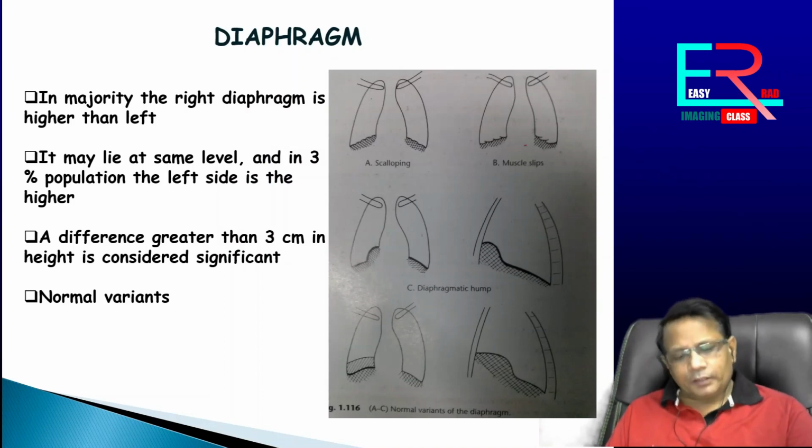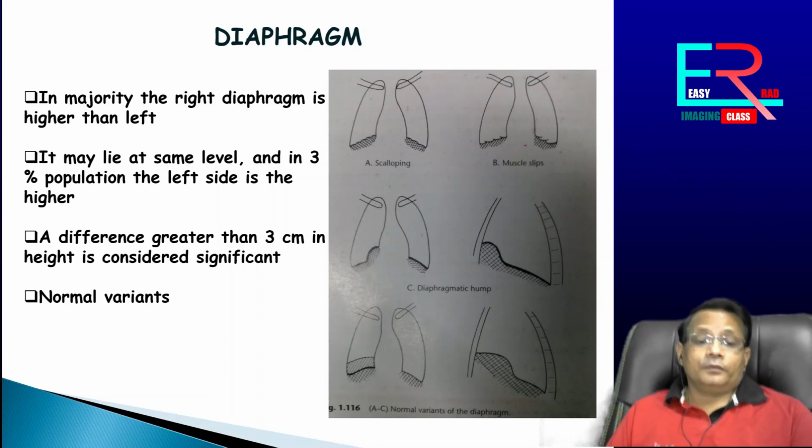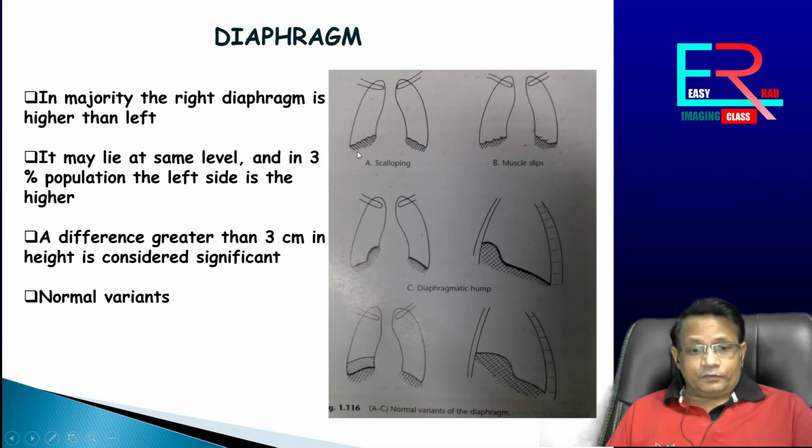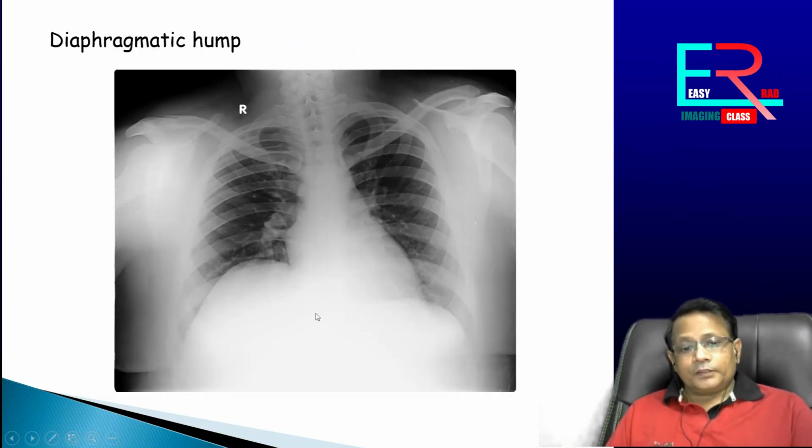Sometimes it may be a normal difference due to normal variants. What? This is the diaphragm hump. It may be due to scalloping, due to muscle slips. See, this is a diaphragm hump. A diaphragm hump is basically a partial eventration. See, this is a frontal chest X-ray showing the diaphragm hump here.